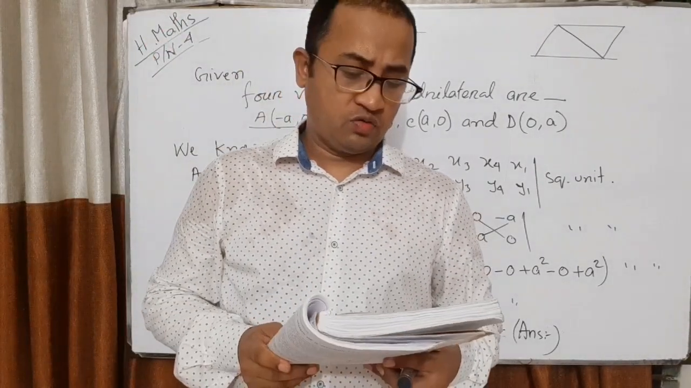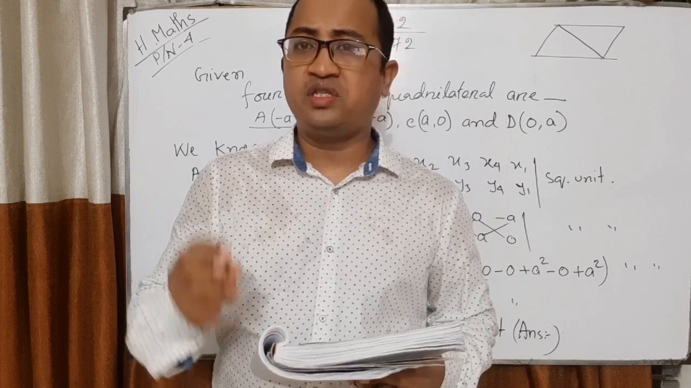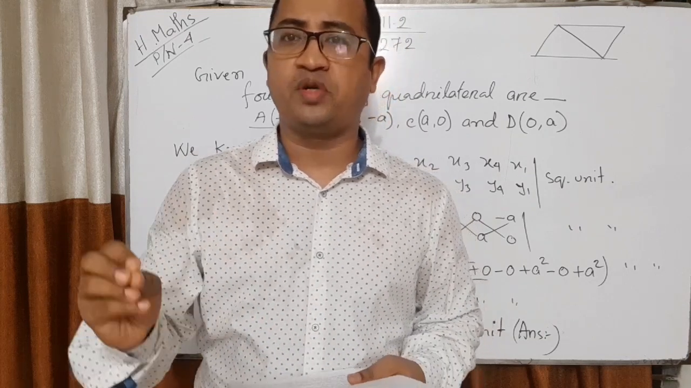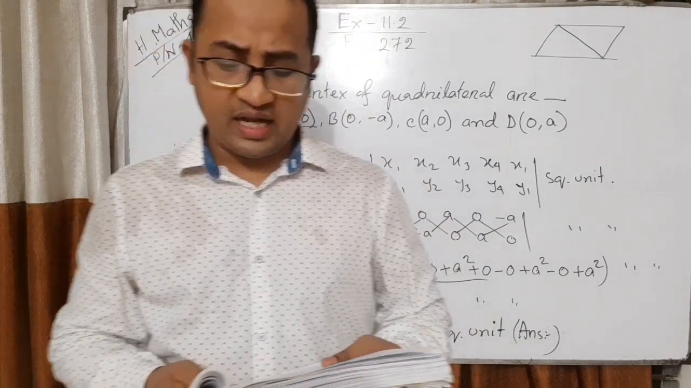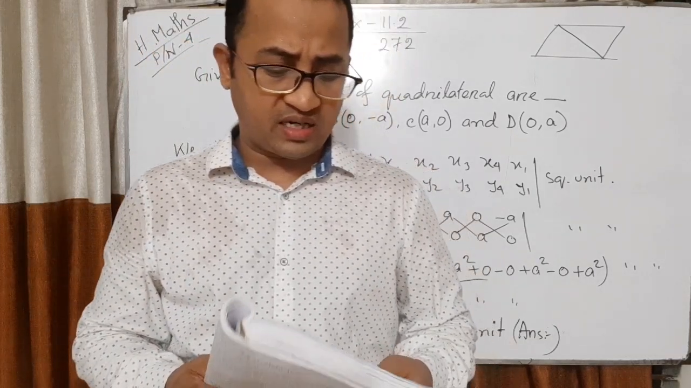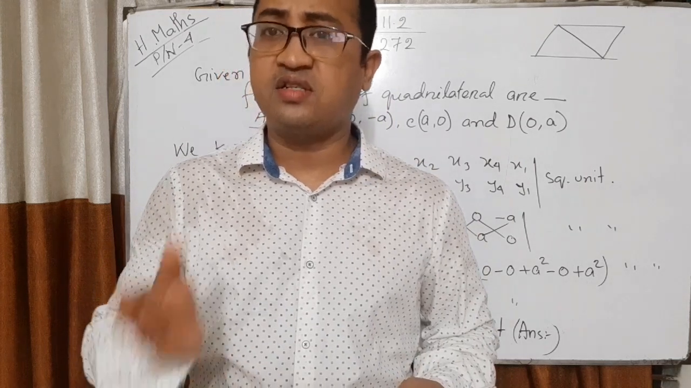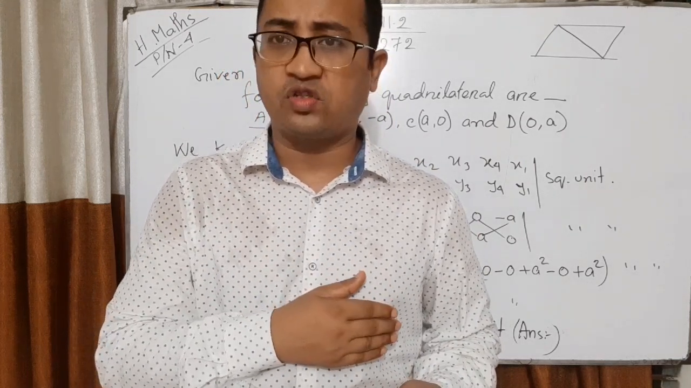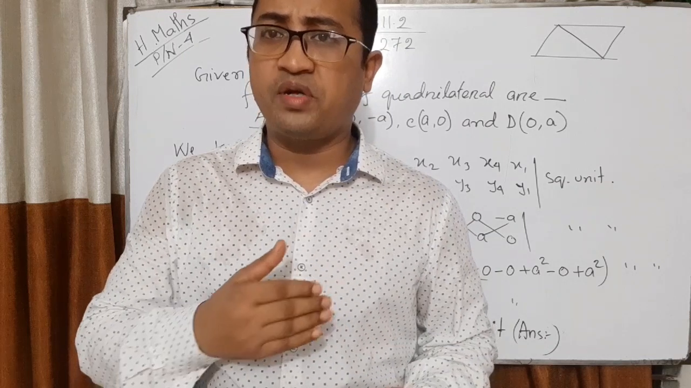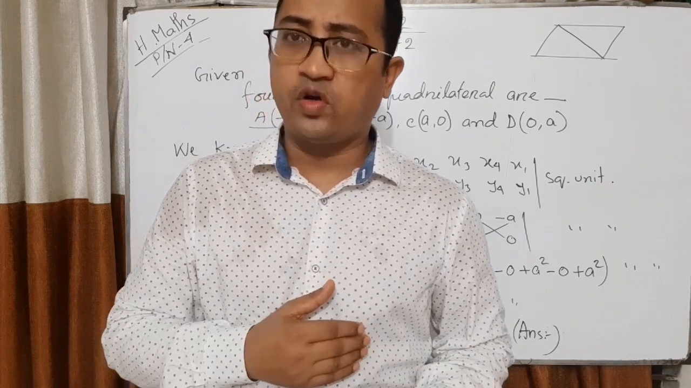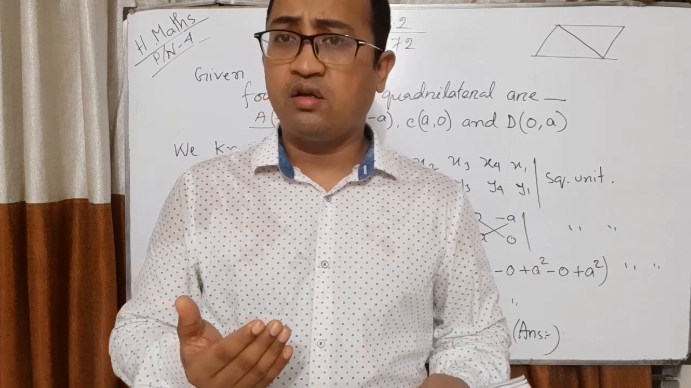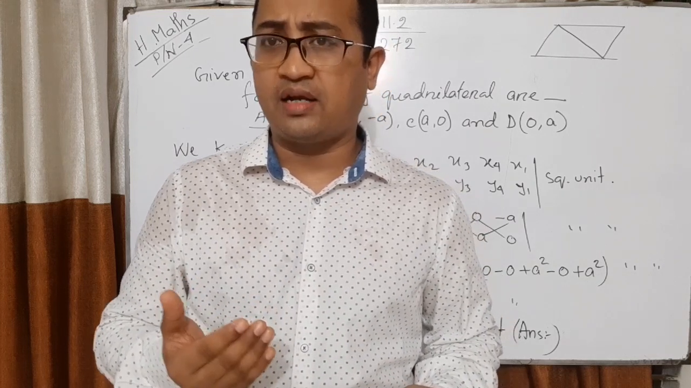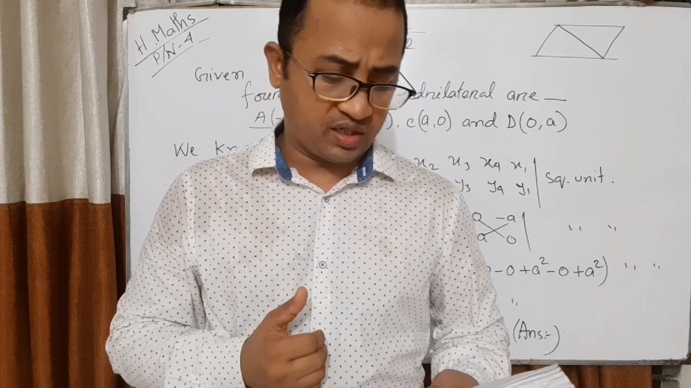Dear students, now question number 5. I will just discuss question number 5, you will solve it yourself. Show that the four points A, B, C, D are the vertices of a rectangle. It is similar to question number 3, which you have already solved in exercise 11.1. We will show that the quadrilateral ABCD is a rectangle. I think you can solve it yourself.